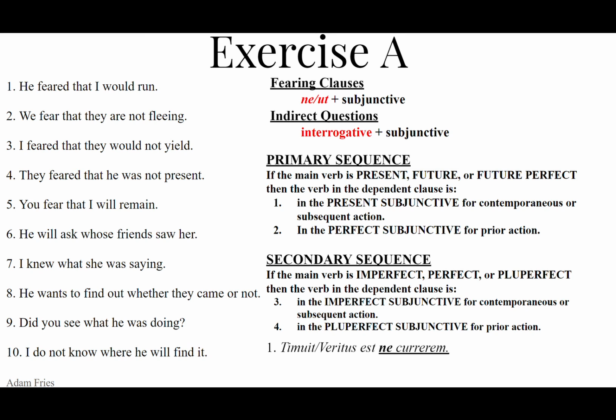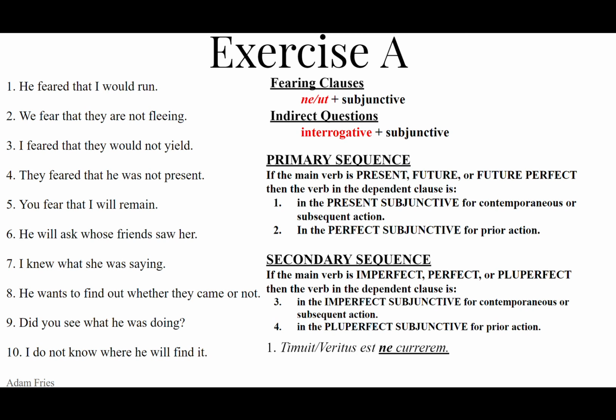So it's a yes or no question. So add ne, the enclitic ne, to the end of the first word. So did you see? Vidistine? Did you see? Vidistine? What he was doing. Quid, and then what's the sequence? Did you see? Good job, you're right. That is perfect tense, secondary sequence.